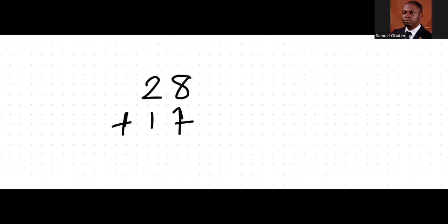28 plus 17. You know that there are steps you have to follow to solve this. You don't just jump. That is the first thing you have to do, followed by the second thing. So you have to teach the students that the first step is to add the ones on this right side. That is 8 plus 7. Once you add them, you will get 15.